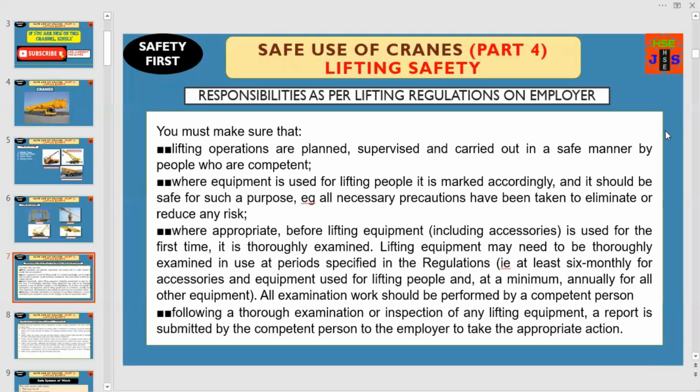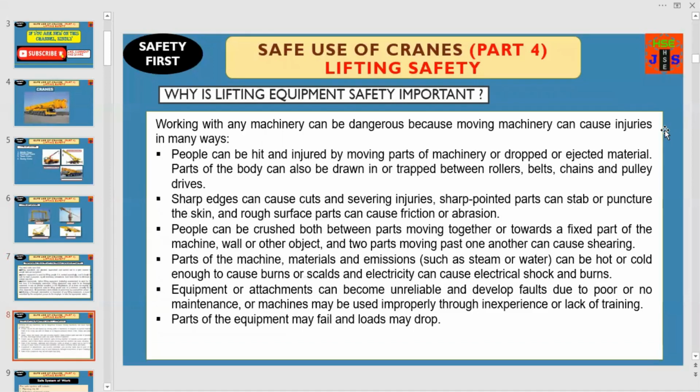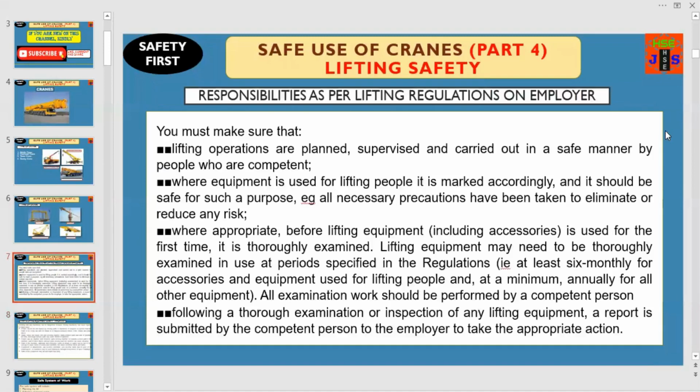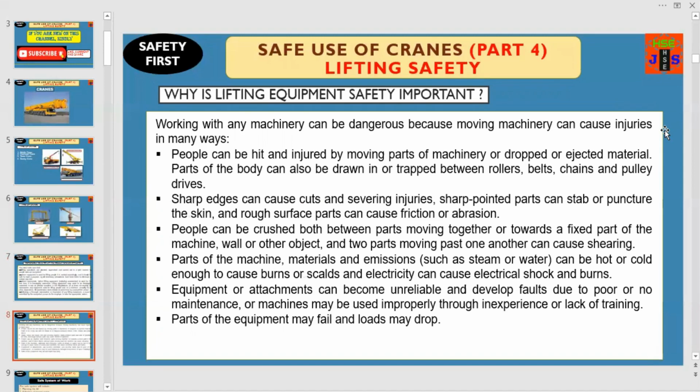Following a thorough examination or inspection of any lifting equipment, a report is submitted by the competent person to the employer to take the appropriate action. These all are the responsibilities imposed by the lifting equipment regulations on the employer. Dear friends and fellows, why is lifting equipment safety important?